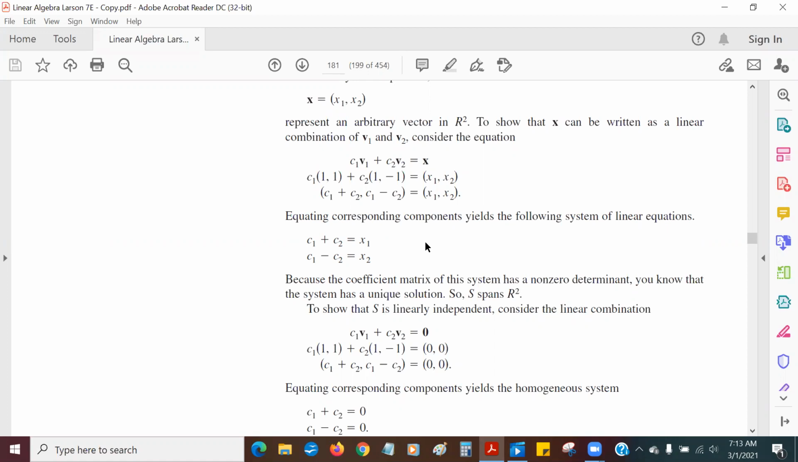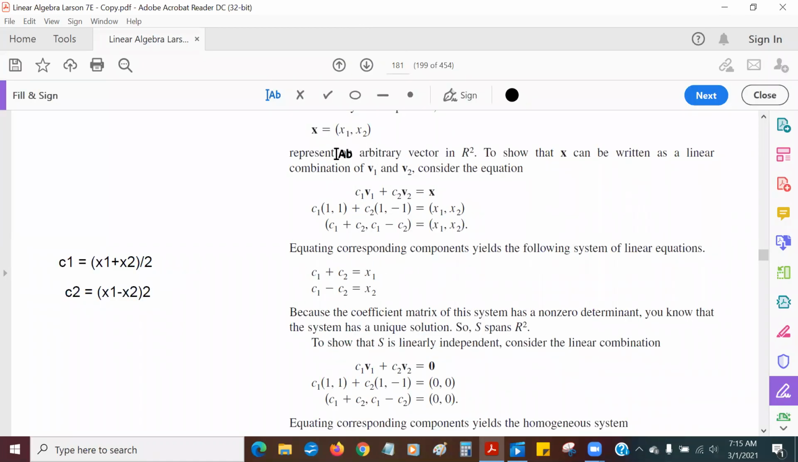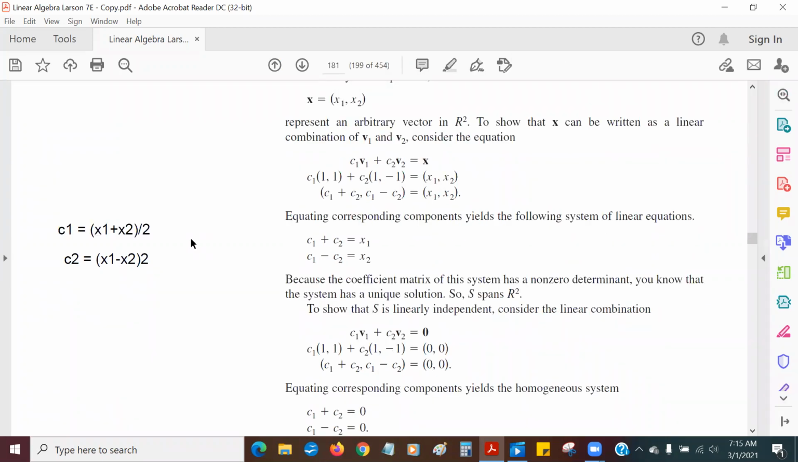I also want to say that with good old-fashioned high school algebra, we could see that if I add these two equations and divide by 2, I get C1 equals (X1 plus X2) divided by 2. And if I subtract these two equations, I get C2 equals (X1 minus X2) divided by 2. So just with old-fashioned algebra, we could see that this is going to work. All right, we're all good.